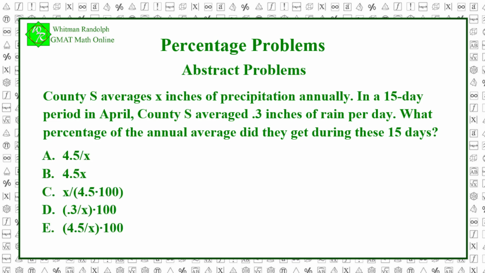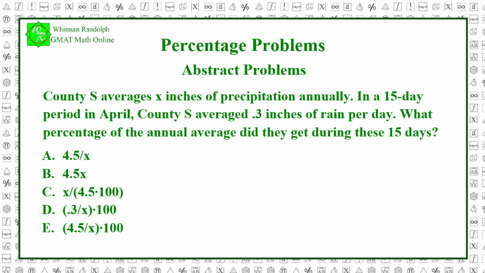And here are some possible answers. Let's find the solution. 0.3 inches of rain per day for 15 days amounts to 4.5 inches. So the question now is what percentage of X is 4.5? Let P be the percentage we're interested in. We need to calculate P in terms of X.